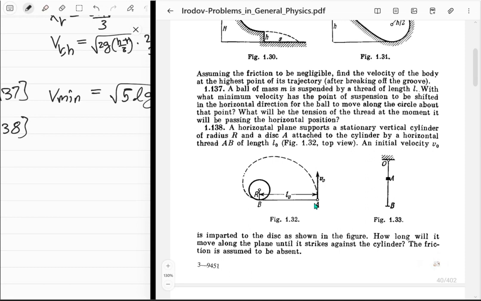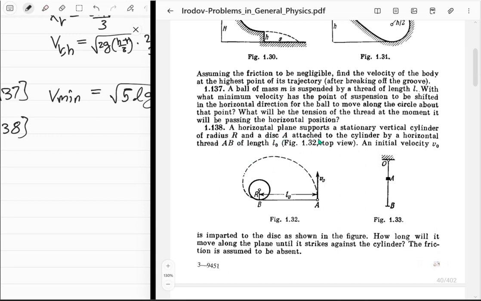It's figure 1.32, top view. This is a top view, so this is a horizontal plane, the paper plane, the screen. That plane supports a stationary vertical cylinder of radius capital R.